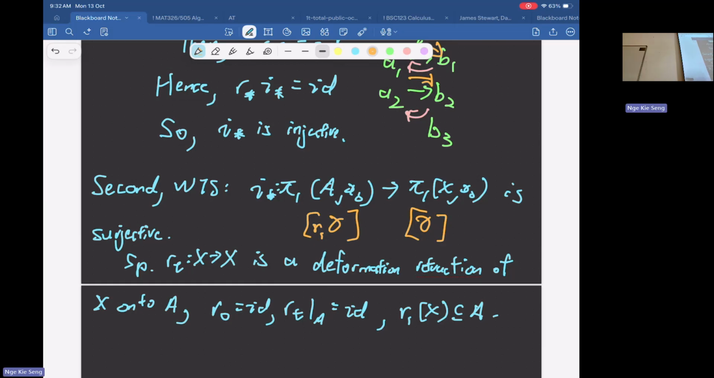Meaning it is the same here. These two are the same loop. What's the homotopy in pi 1 of X? What's the homotopy here? Yes, just r_t of gamma. Just apply r_t to gamma here.